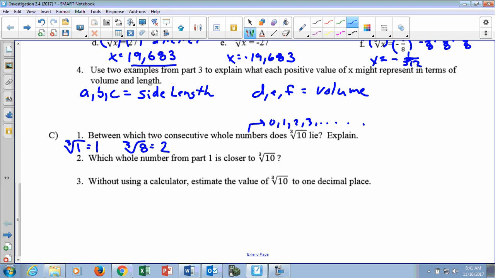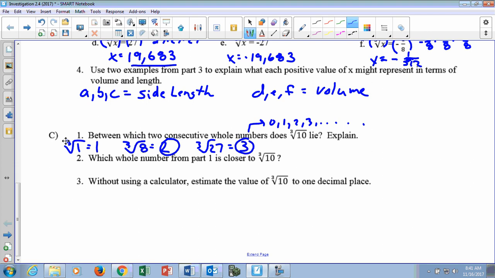And we did that work up top already. 3 is the root, right? Cubic root of 27, right, is 3. So where does cubic root of 10 lie between there? Yeah, between 2 and 3. We don't need to go any higher, right?